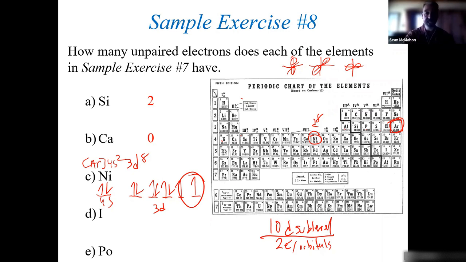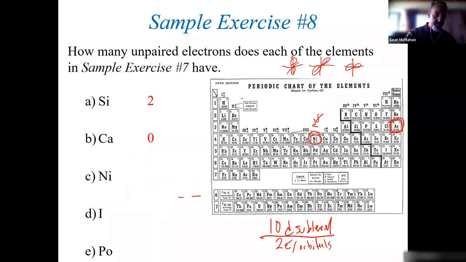If I had a 3d9, like in copper, it's going to go in there. There's an exception. But if I get to zinc, which is 3d10, then both of these are going to be filled. So how many unpaired right now for nickel? Two.